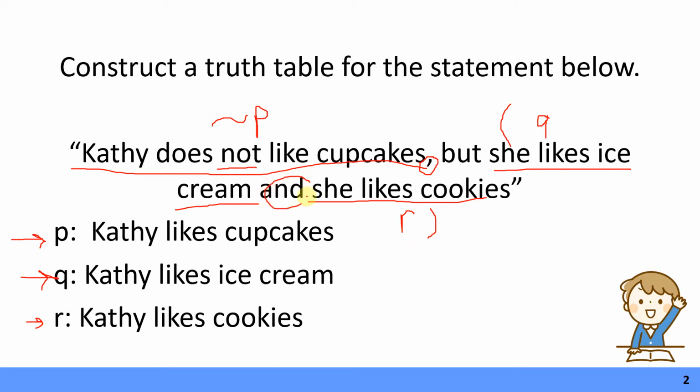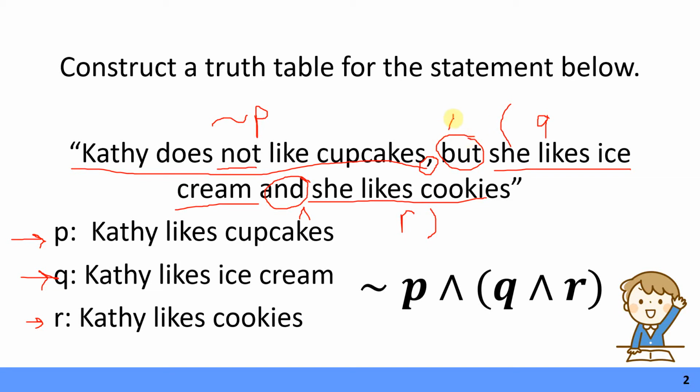So we're almost done, but we still have other little things in there. We have the word and. Remember, and is represented with a conjunction, so we're going to go ahead and put that there. And then we also have the word but, which is also a sort of conjunction. So make sure you make a note of that. Every time you see the word "comma, but," it's just a hidden conjunction. So if you notice, our sentence translated into this: negation P, conjunction, and then we have a set of parentheses because of the comma and the fact that there was more stuff to the right of the comma. And then we had Q, conjunction, R.